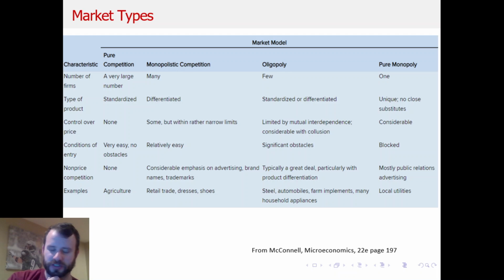Conditions of entry are blocked. So if other firms could enter, then it would not be a monopoly anymore. You'd move into oligopoly. Non-price competition. You can increase your demand using advertising, but you're not really competing with anybody. All you're really doing is increasing your demand. So I wouldn't even consider that non-price competition. But because advertising in other firms is considered competition, I think that's why the book wrote it, even though they're not competing with anybody, so it shouldn't really be competition.